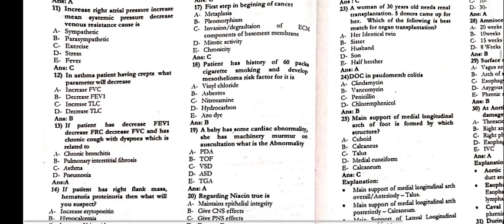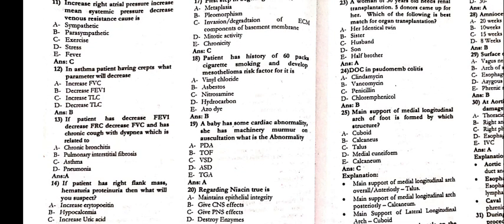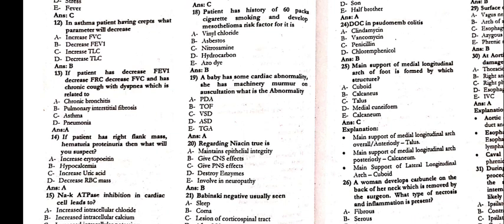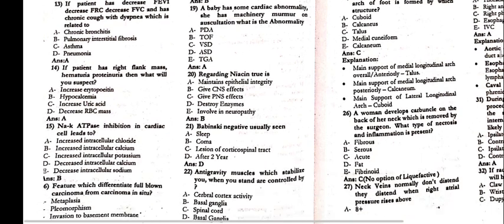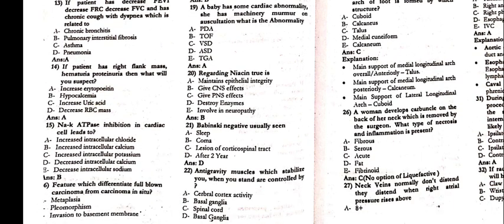The cause is exercise. 12, in an asthma patient having an attack, what parameter will decrease? That is decreased FEV1. 13, a patient has decreased FEV1, decreased FRC, decreased FVC, and has chronic cough with dyspnea, which is related to chronic bronchitis. Question number 14, a patient has a right flank mass, hematuria, proteinuria. What will you suspect? Increased erythropoietin.